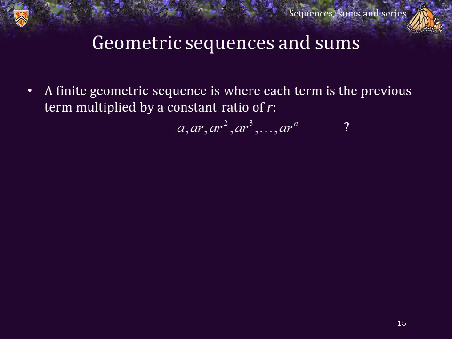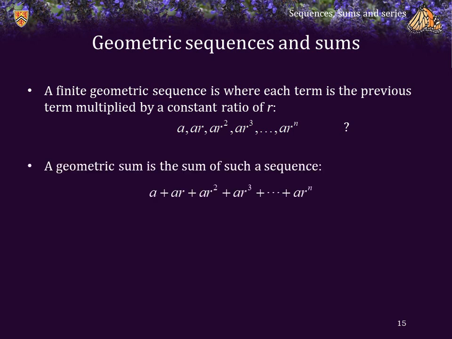Next, we're going to look at geometric sequences. Now, a finite geometric sequence is any sequence that starts with a value a, which can be arbitrary, and then each subsequent term is the previous term multiplied by a common ratio r. So a times r is just ar, times r is ar squared, times r is ar cubed, and so on and so forth. So any sequence that satisfies this is said to be a geometric sequence.